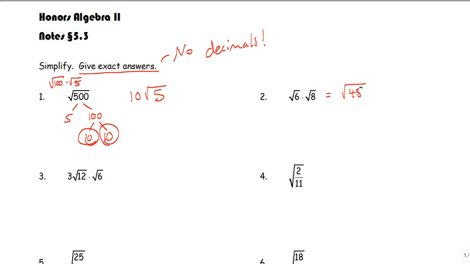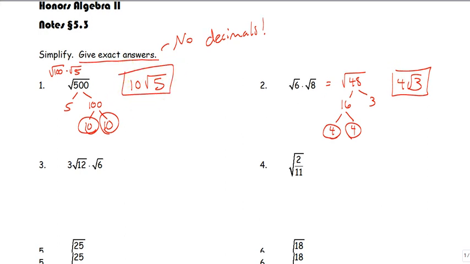So I have the square root of 48. That's 16 and 3, and 16 can be broken down to 4 and 4. Again, I have a pair. I don't want to break down a pair anymore. They're done. So this is 4 root 3, my simplified answer.